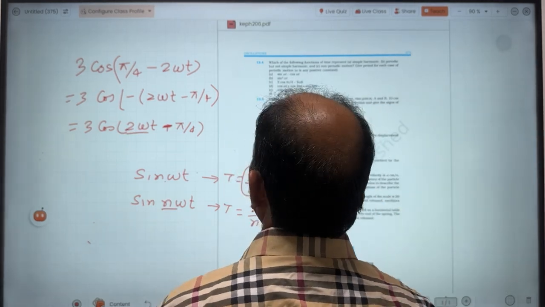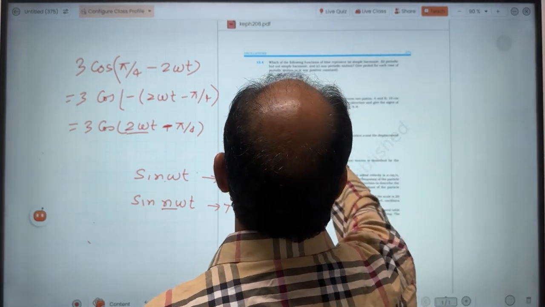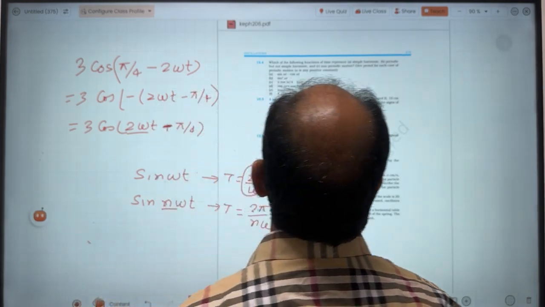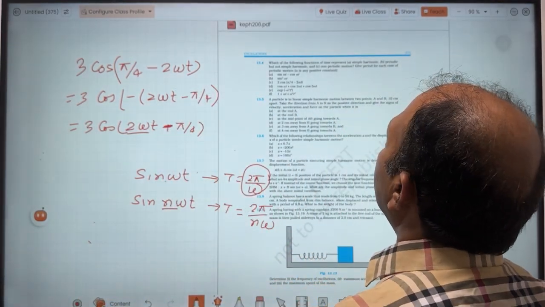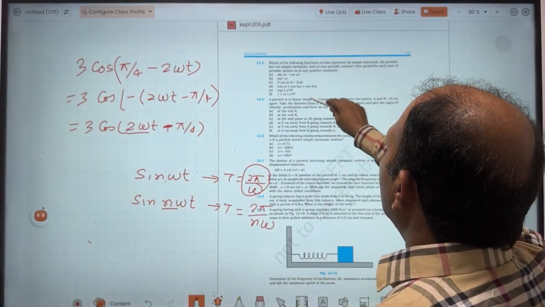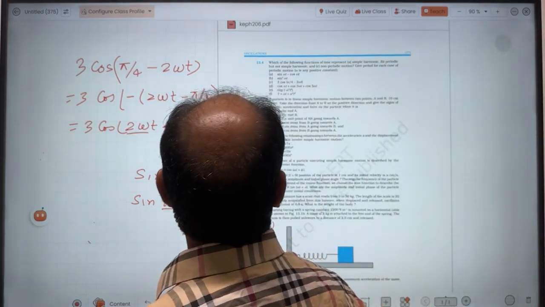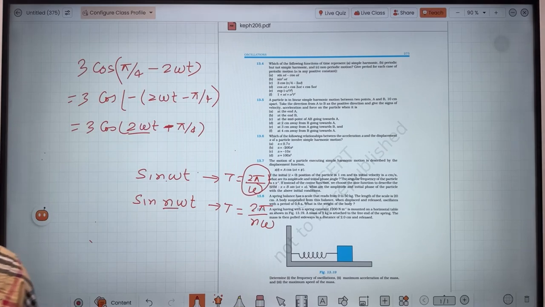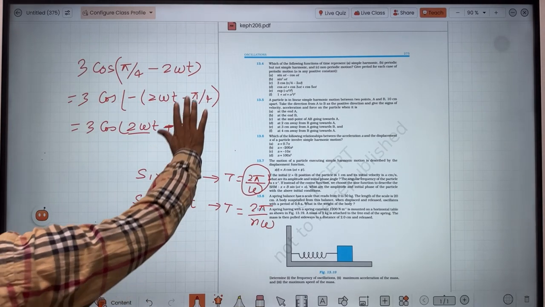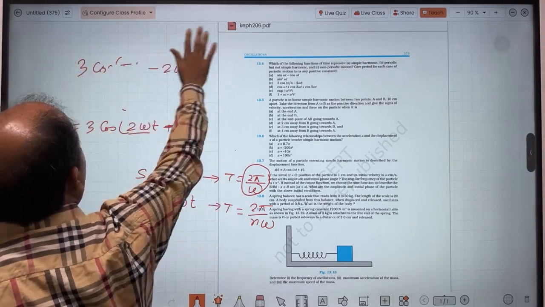Next one is the exponential function. It will never repeat, and here 1 plus omega t plus omega square t square will be a monotonic function of increasing nature, so it will never repeat. Correct? So you have understood this question. Let's continue with the next question.